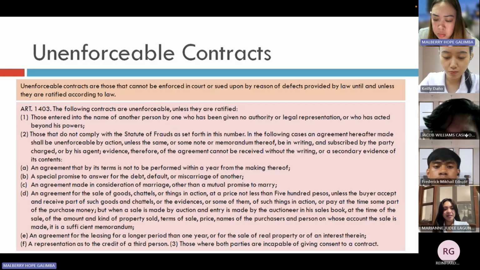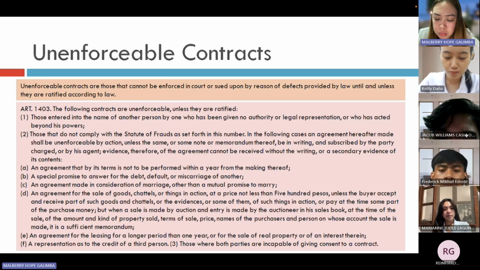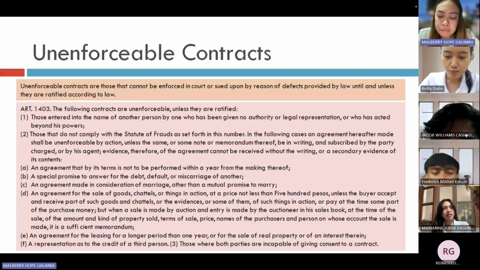And the last instance, the third main category, are those where both parties are incapable of giving consent to a contract. So, as I said, last meeting we had, the statute of frauds will only apply to executory contracts. It does not apply when one of the parties has already performed his or her obligations in the contract, because it would create injustice on the performing party.